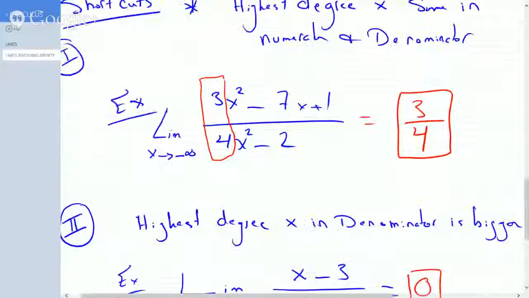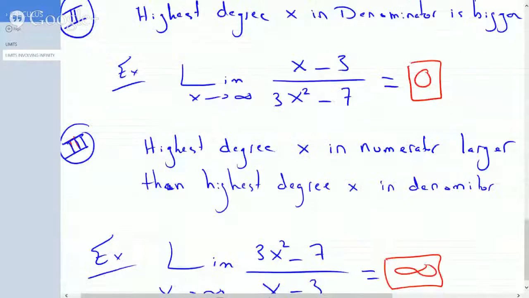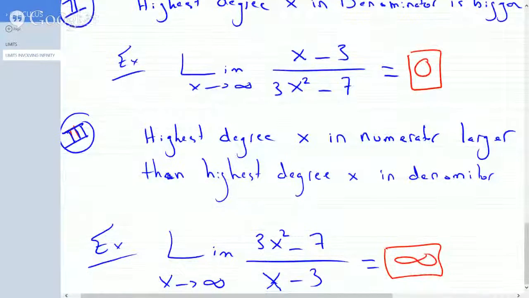Let me summarize really quick. When they're the same, you just take the ratio of the coefficients, whatever they are, 3 over 4. When the bottom is bigger, it's 0. When the top is bigger, it's infinity.